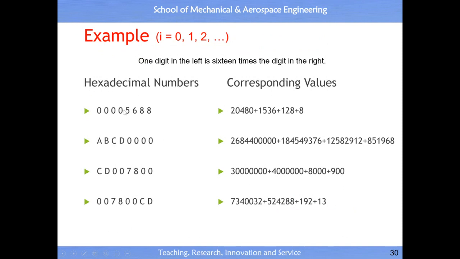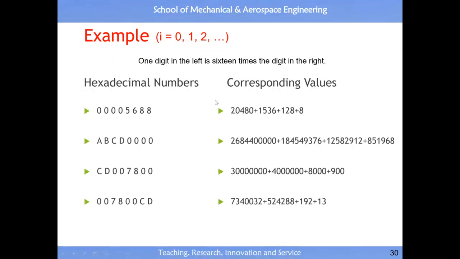So at this position, this is position 0, 1, 2, 3. So it's 5 times 16 raised to the power 3. This one, at this location, the value is 6 times 16 raised to the power 2. At this position, the value is equal to A times 16 raised to the power 1. At this position, the value is equal to A times 16 raised to the power 0. Okay, then you get all this.